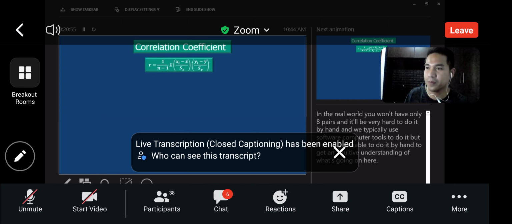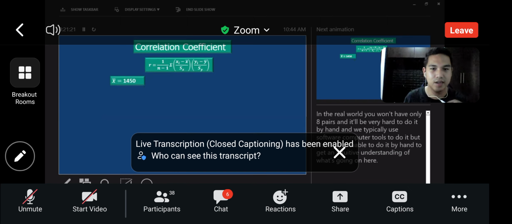So, ito po yung formula ni correlation coefficient: 1 over n minus 1 summation. I-add lahat natin si x sub i minus x bar over standard deviation x, multiplied by y value minus y bar over standard deviation y. Ito po yung kalalabasan niya.